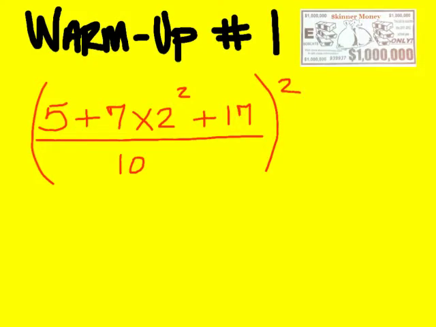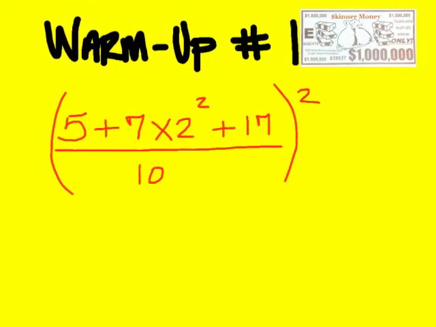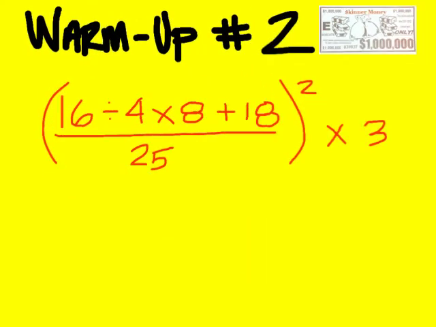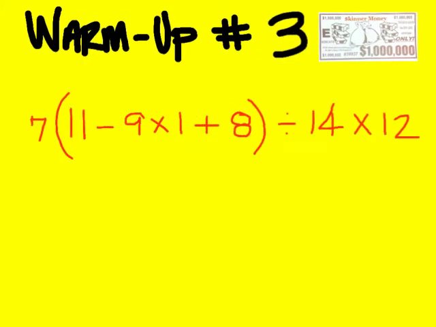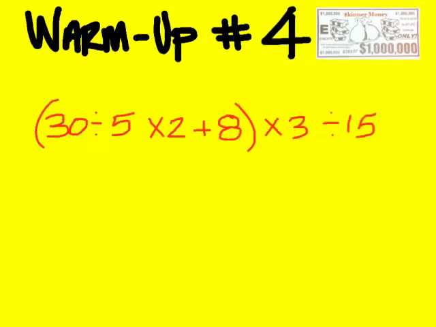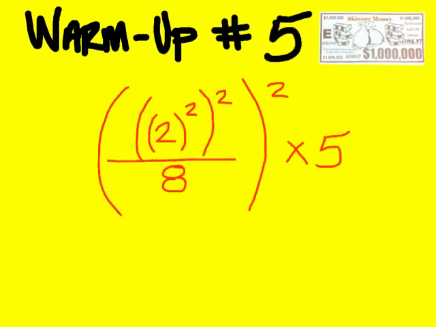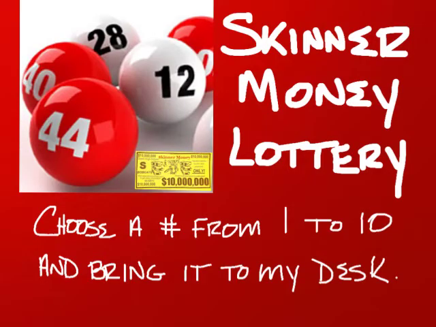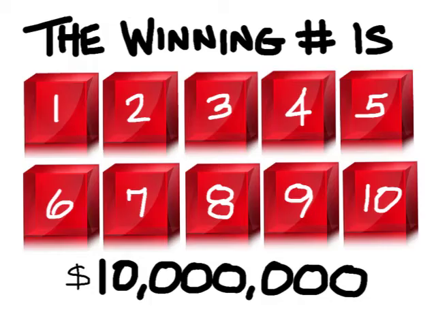Number 1. Answer should be 25. Next one. Answer to the last one was 12. Warm up number 3. Number 4. Right. Answer should be 4. Last one. Answer is 20. Pick a number from 1 to 10. Winning number is 2.